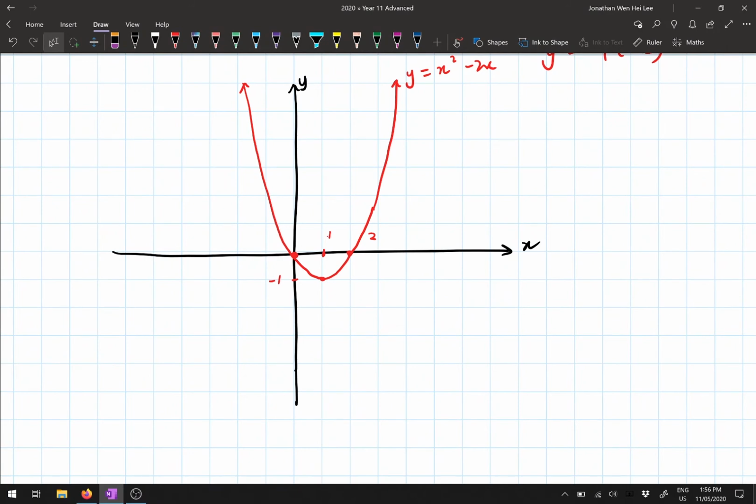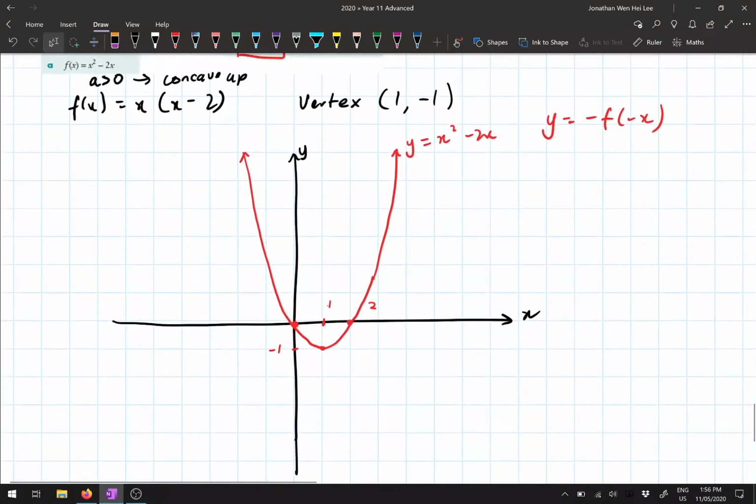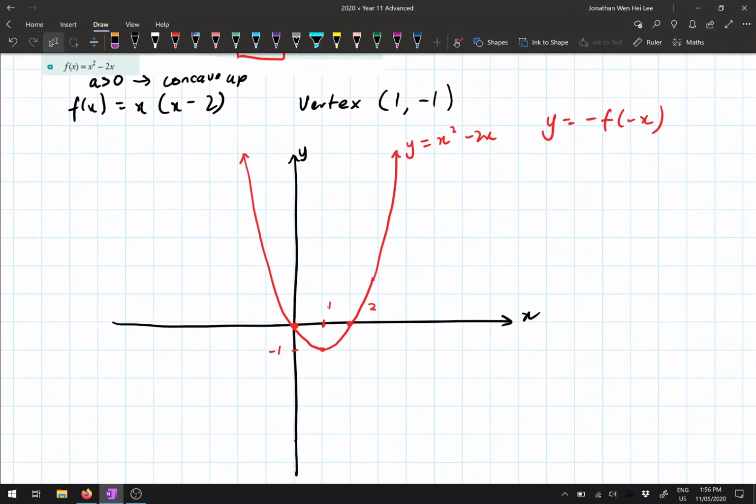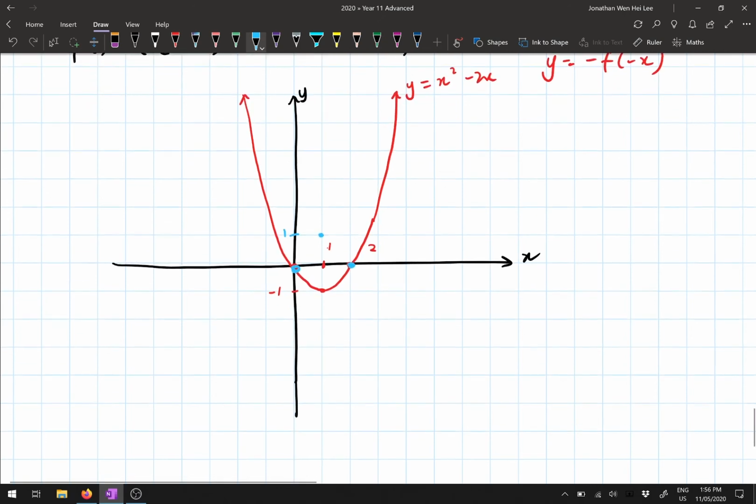Okay, I've got my f of x graph. I've got my original graph. I'm going to flip it along the x-axis first. So here, my two x-intercepts are going to stay the same. I'm flipping along the x-axis, so I'm flipping it vertically. So instead of having a vertex at 1, negative 1, I'm going to have a vertex at 1, positive 1. So here, when I flip it first along the x-axis, I'm going to get this graph here.